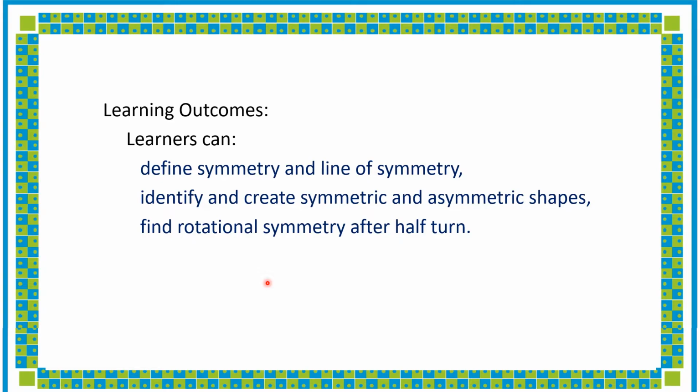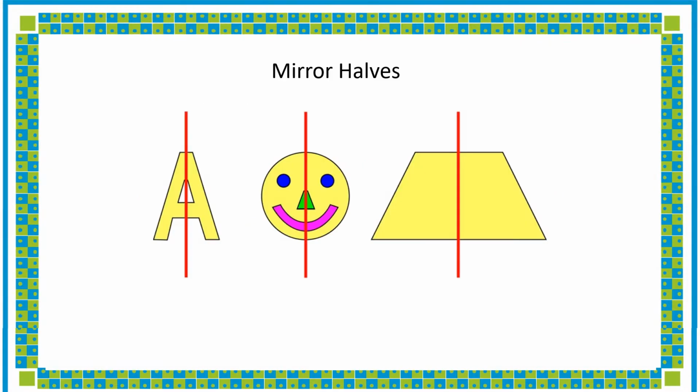Learning outcomes are: you can define symmetry and the line of symmetry. You can identify and create symmetric and asymmetric shapes. And you can find rotational symmetry after half turn.